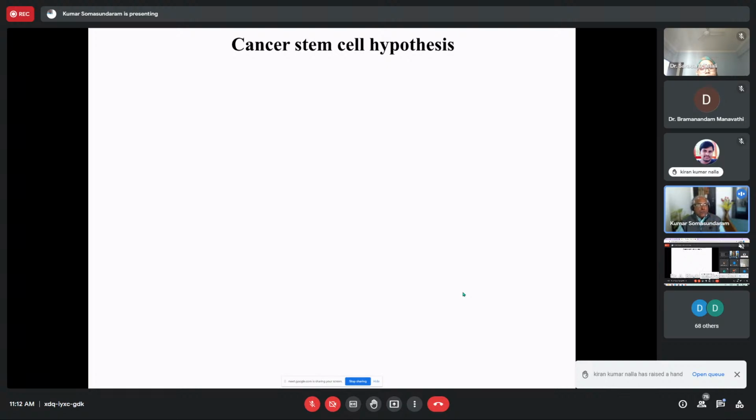there is a small population of cells which occupy a small percentage of the whole tumor, which are called cancer stem cells. These cells alone are capable of initiating and maintaining the tumor rather than the remaining bulk of the tumor. How does it work? For example, if you have a normal stem cell, and then it gets mutated when it is exposed to a carcinogen, and then results in the formation of the cancer stem cell.